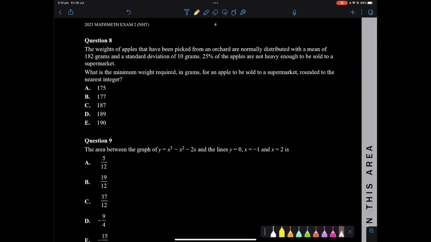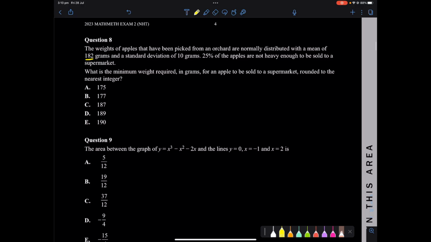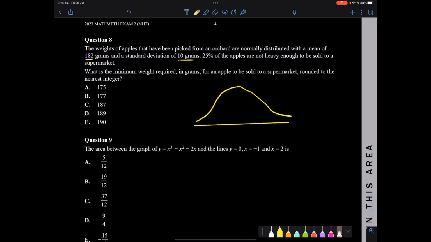Okay, the weights of an apple that has been picked from an orchard are normally distributed with a mean of 182 grams and a standard deviation of 10 grams. 25% of the apples are not heavy enough to be sold at a supermarket. What is the minimum weight required for an apple to be sold at a supermarket, rounded to the nearest integer? So this is your mean, which is 182, and we have some very low mass.